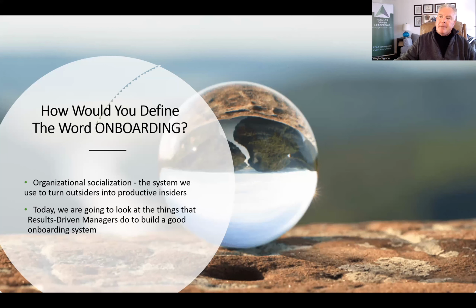So let's think about onboarding. What does that mean to you right now? What does that mean to you today? Well, in my opinion, our definition is it's socialization. It's introducing your new employee into their new environment, into their new culture, their new workplace, where they're going to be spending a significant amount of their time. That turns outsiders into insiders as quickly as possible.